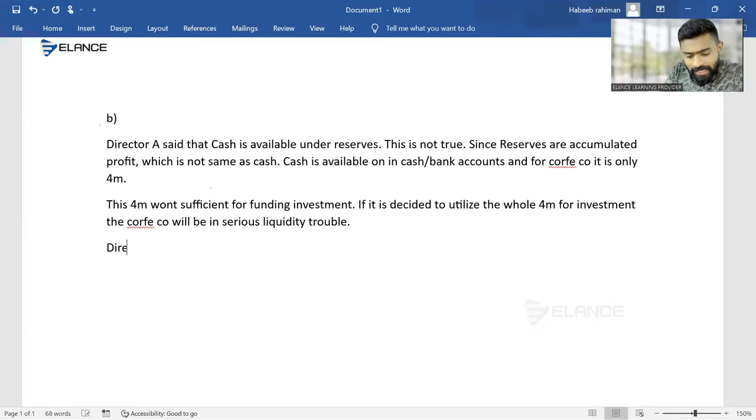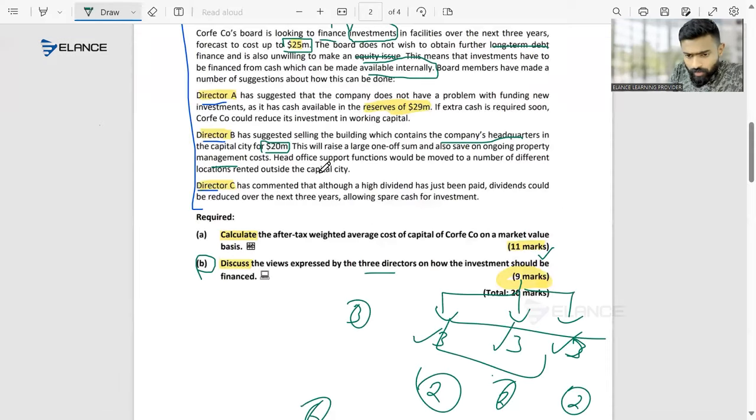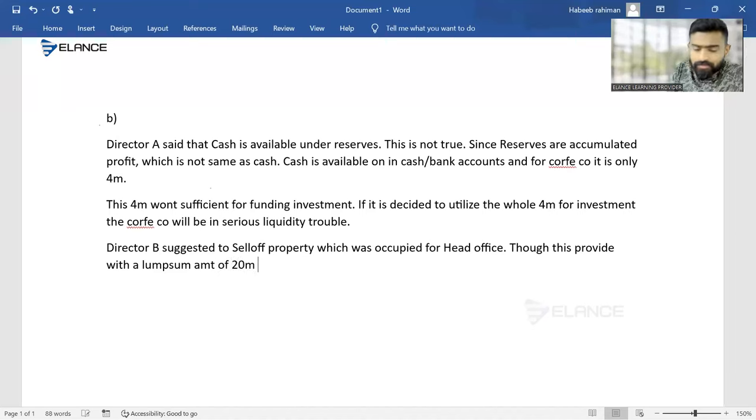Okay, so Director B suggested selling off the property which was occupied for the head office. This provides a lump sum amount of 20 million cash. That's a good sign for funding.